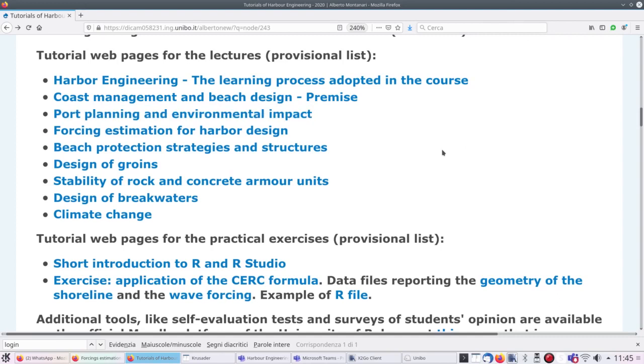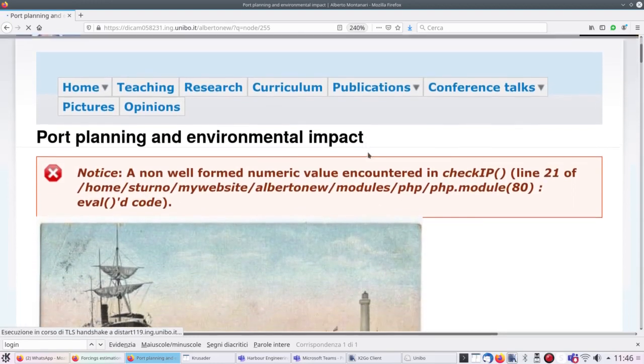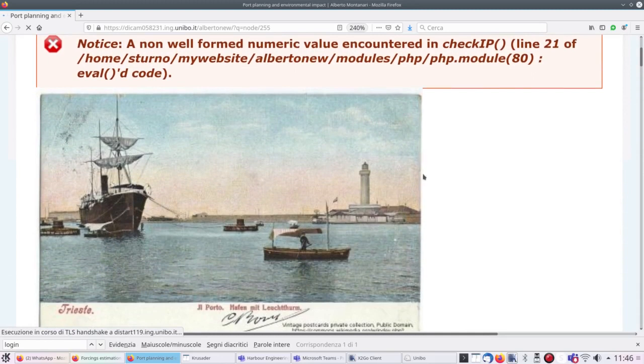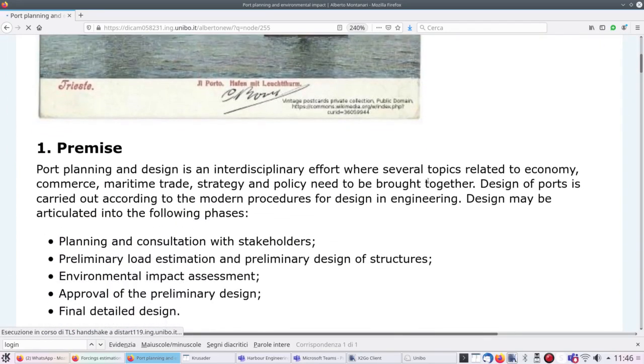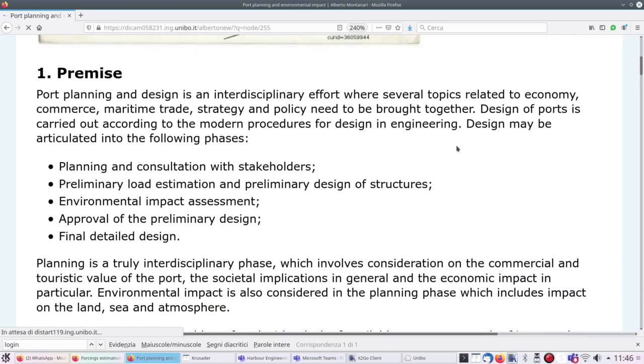And I wanted to make an attempt, when I teach, to have supporting material that is already ready and checked. So let's click on this, on the port planning and environmental impact. And just forget about this warning. This only appears in the extended version of my website. And as I said, this is also a new lecture, but it is a more descriptive lecture.